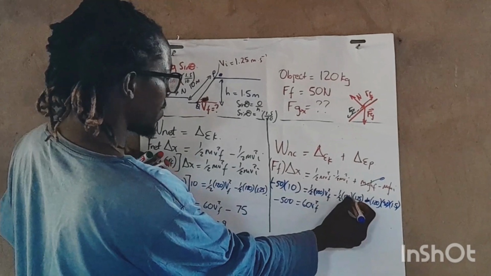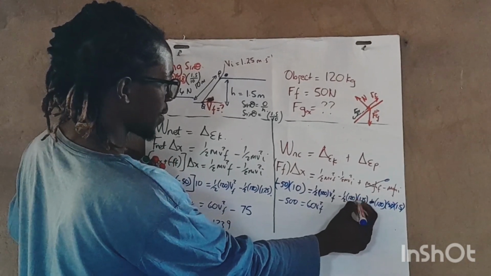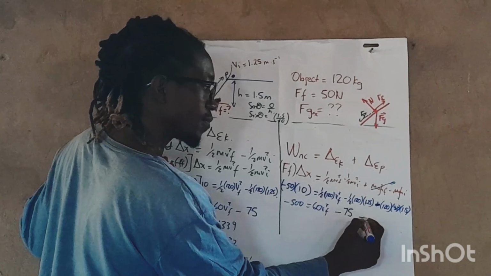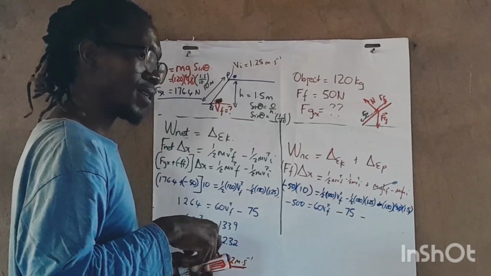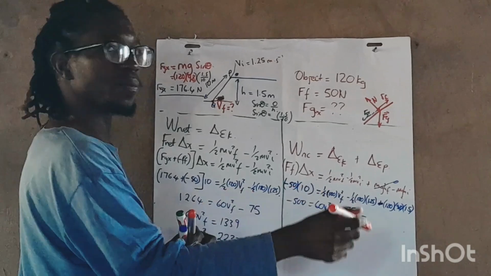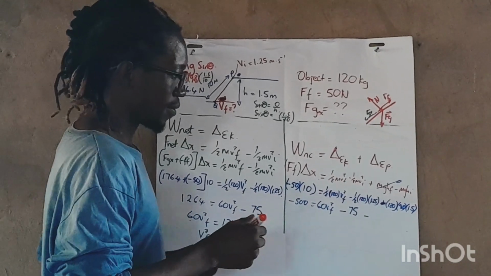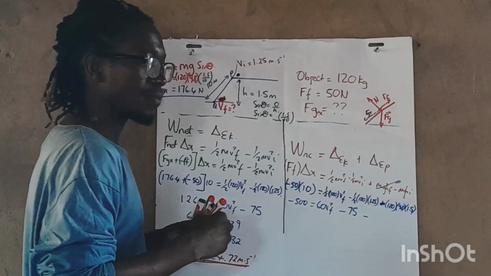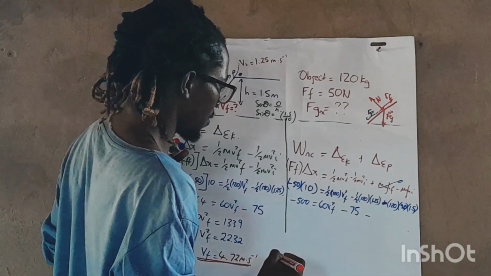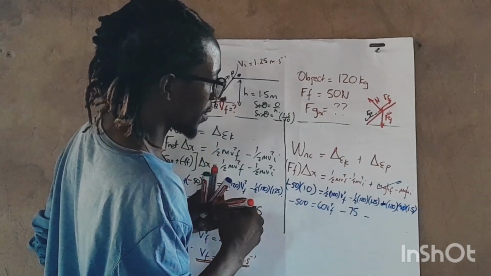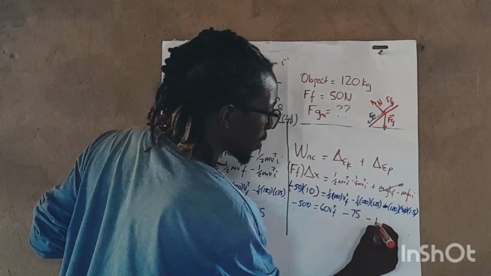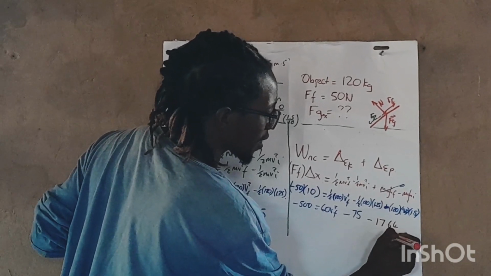this one gave us what? 75, right? So this is 75. What about here? 120 multiplied by 9.8 multiplied by 1.5. That gives 1764.